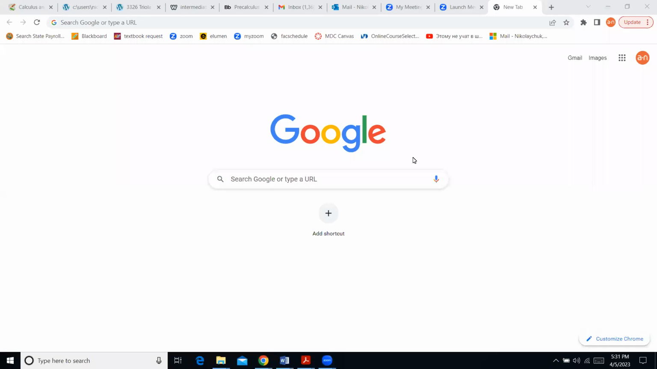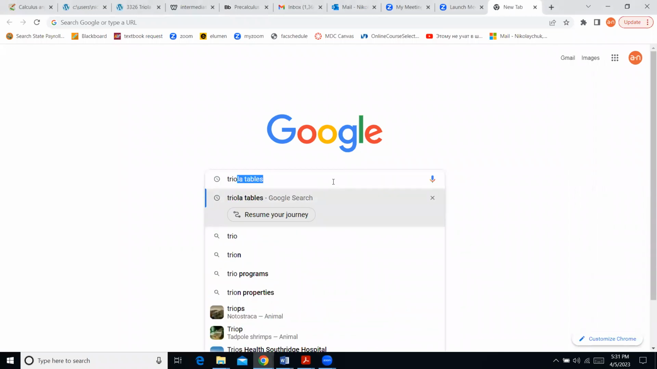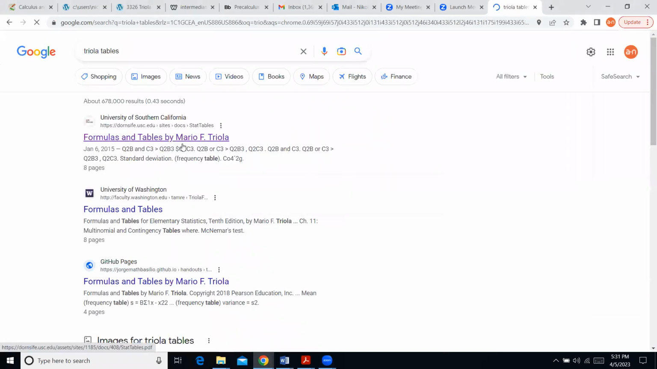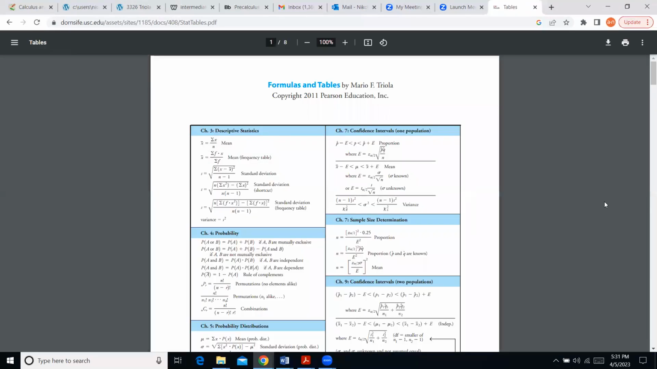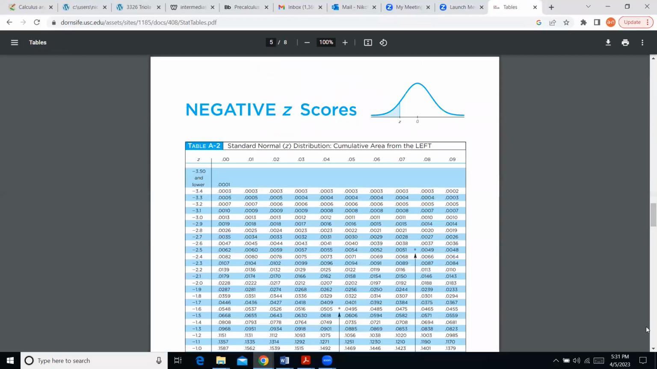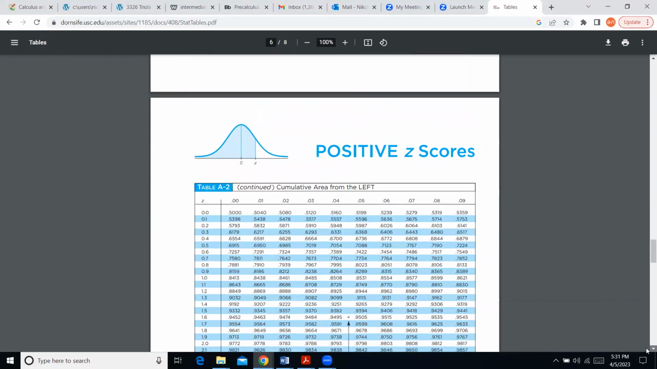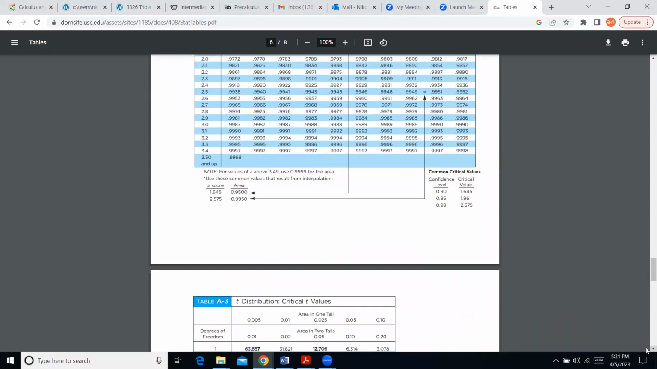To record. So let me go to Triola tables and see how this works. So we have these little tables, and on the second page of it, on the bottom, we have the so-called levels of confidence. And I asked you to find the z-score that corresponds to the level of confidence of 99%.